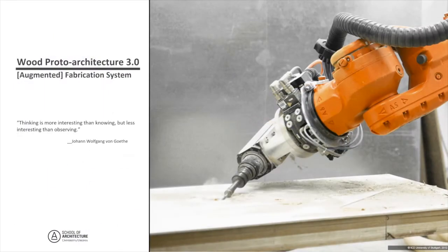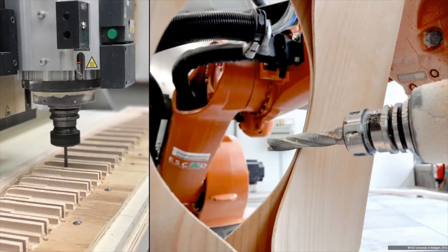Proto mentioned, thinking is more interesting than knowing, but less interesting than observing or looking. To observe or materialize these experiments, the students will explore limitations and capacities of digital fabrication tools such as CNC machine and robotic fabrication. Robotic fabrication methods will be taught, which include milling, routing, and assembly.